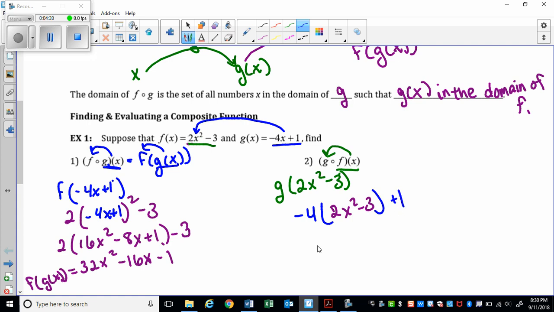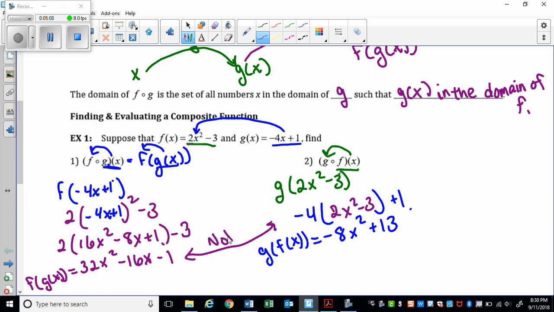Okay, now we're going to do the exact same thing. Distribute your negative 4. So I'll have negative 8x squared. And then plus 12 plus 1 is plus 13. Are these the same thing? This is g of f of x. No, these are not equivalent. And they usually are not. I don't want to say always, but usually are not equivalent.